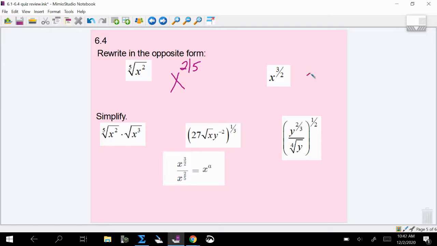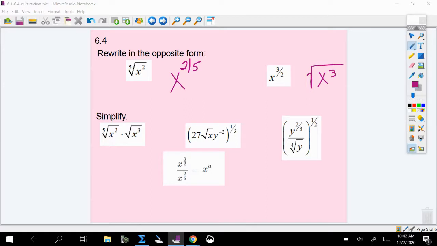This one's doing the reverse. It wants you to write it as a radical, so it's going to be x cubed being square rooted. You don't have to put the 2 on the tip. It is understood. I'm going to do this on another screen, so I'm just going to move that out of the way. The bottom ones are reviewing your exponent rules.